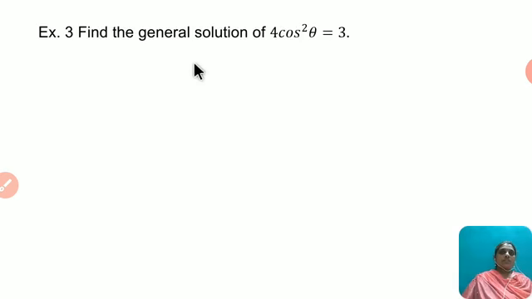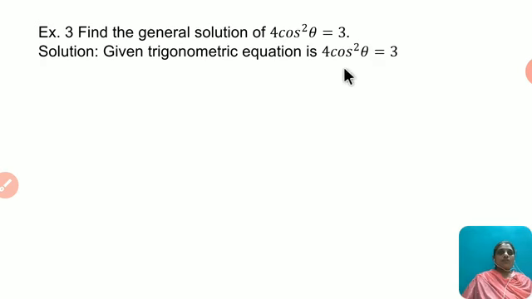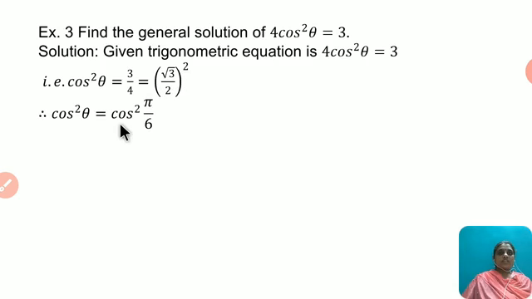Now see next example, example number 3. Find the general solution of 4 cos square theta is equal to 3. Solution. The given trigonometric equation is 4 cos square theta is equal to 3, and therefore we get cos square theta is 3 upon 4, which is equal to square root 3 by 2 bracket square. And therefore we get cos square theta is equal to cos square pi upon 6, because we know value of cos pi by 6 is root 3 by 2.